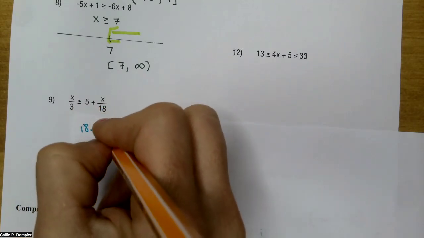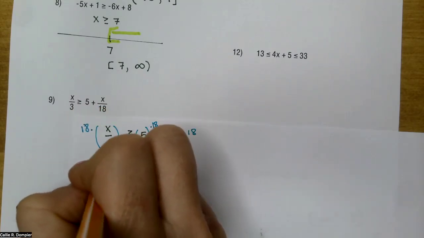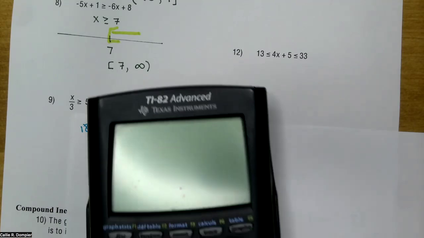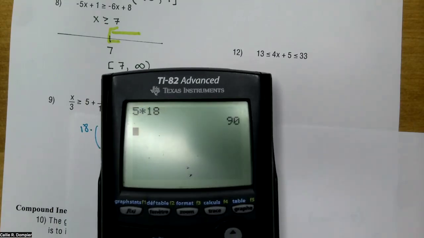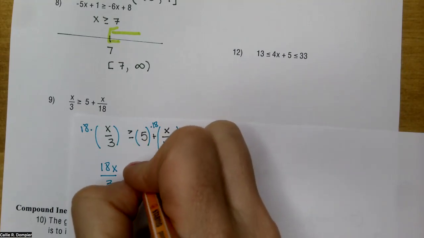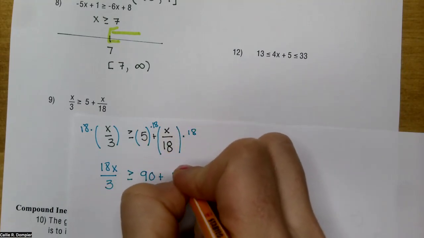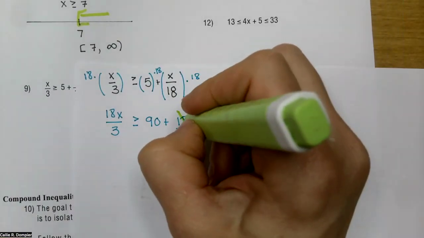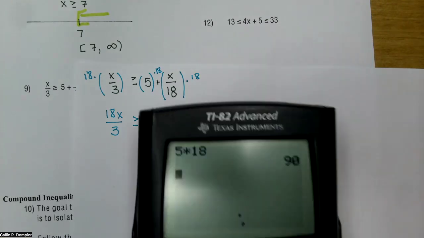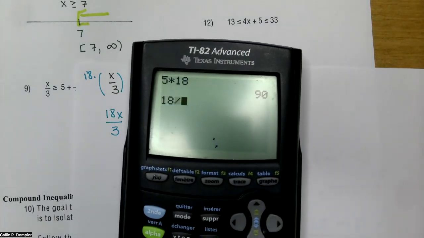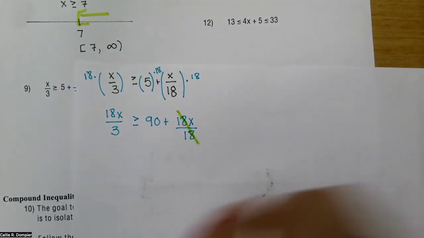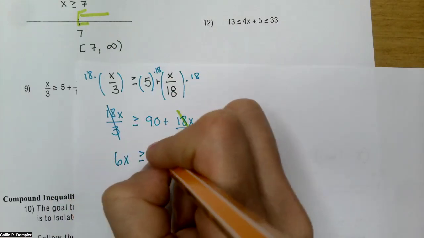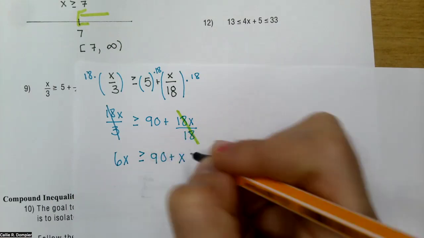So that instead of x divided by 3 times 18, it's going to be 18x divided by 3 is greater than or equal to 5 times 18 is 90, plus 18x over 18. Now we know the reason we did it was to simplify this. Can we simplify 18 to x over 3? You can just take 18 divided by 3, it becomes 6. So luckily, that gives us 6x greater than or equal to 90 plus x.